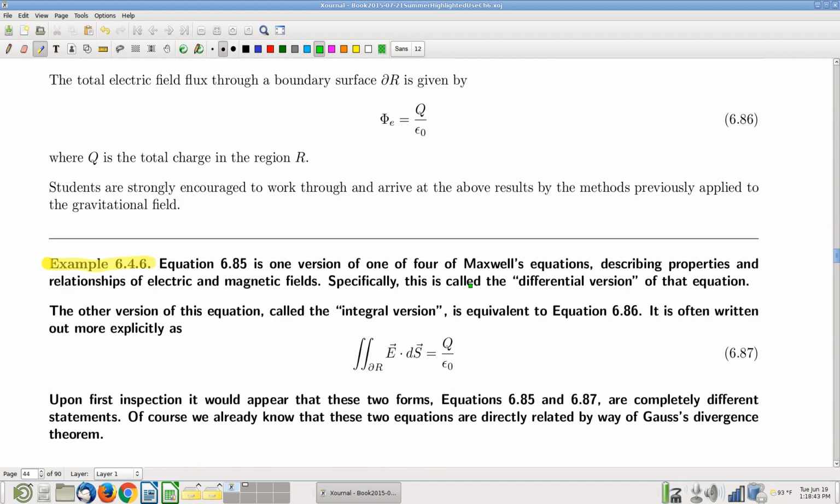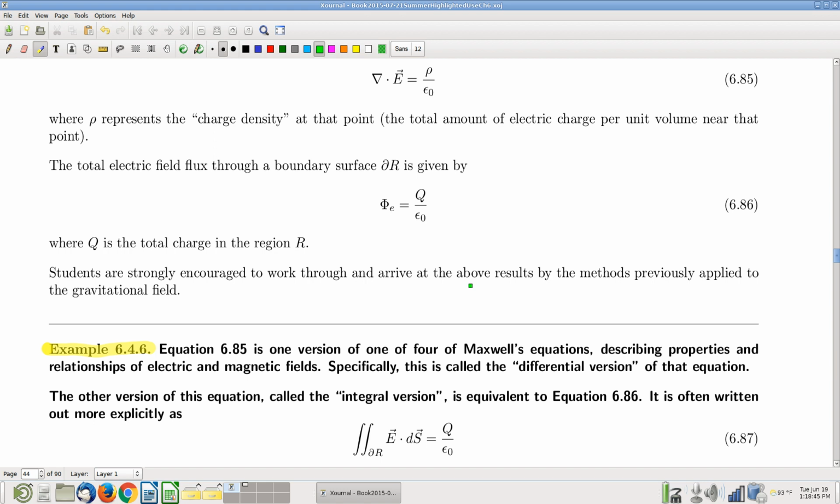So let's talk about Maxwell's equations for just a minute. This is one of Maxwell's equations, right there. This is called the differential version of one of Maxwell's equations. There's another Maxwell equation that is closely related to this equation. It's so closely related that we call it a different version of the same equation. That's how close these formulas are to each other. And that other equation is this one.